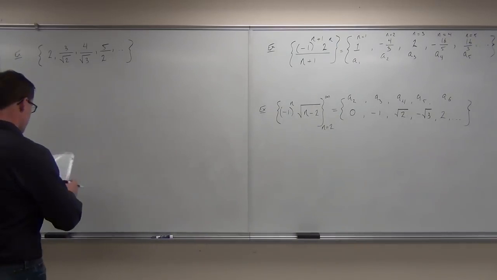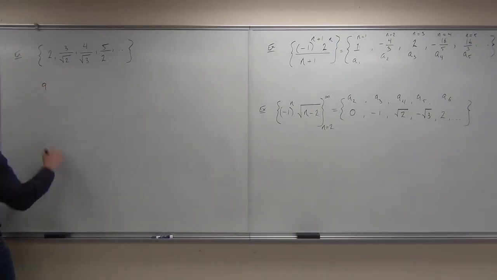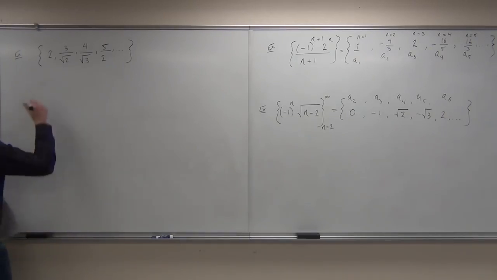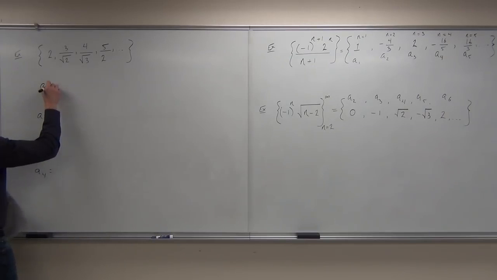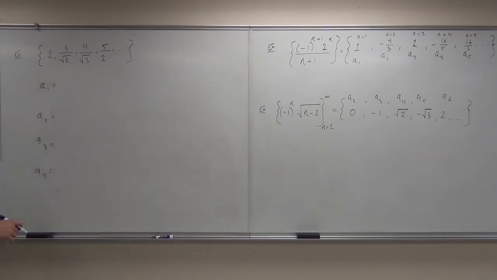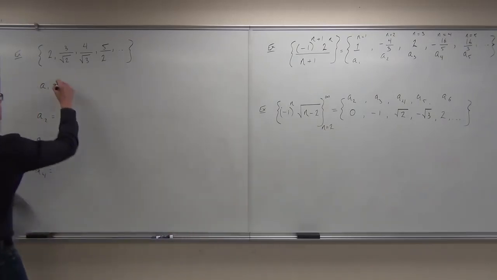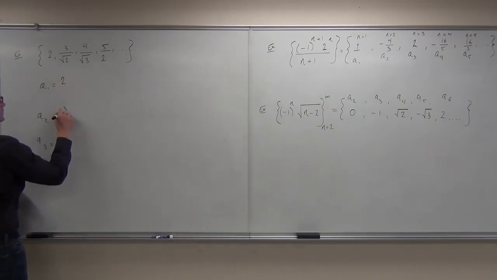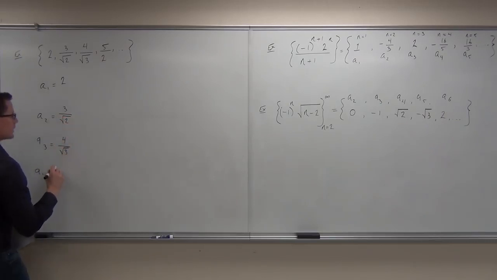The first thing I did was I listed out all the terms that were given to me. I would list out what a sub 1 is, a sub 2, a sub 3, a sub 4 until they stop giving me terms. Can you tell me what is my a sub 1, everybody? What's my a sub 1? 2. Good. What's my a sub 2? 3 over square root of 2. Very good. And then 4 over square root of 3 and 5 over 2.